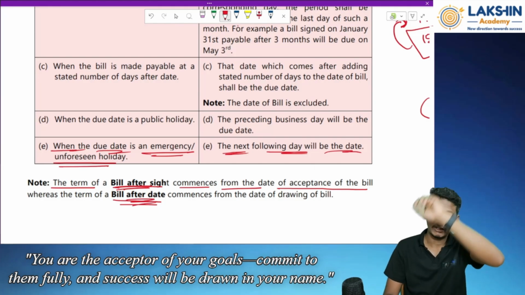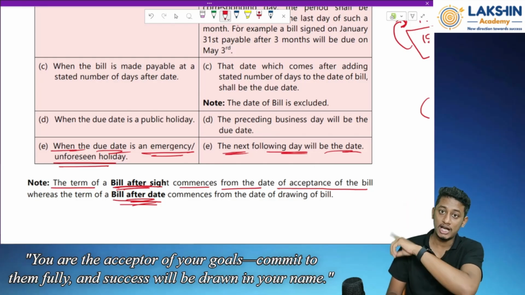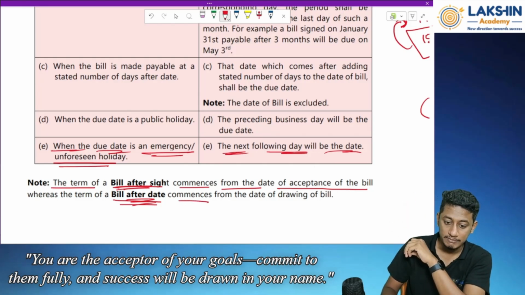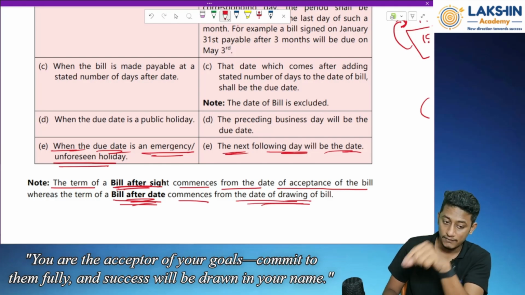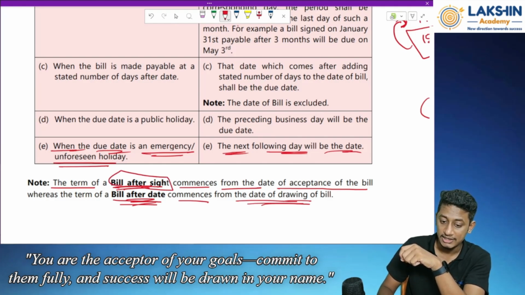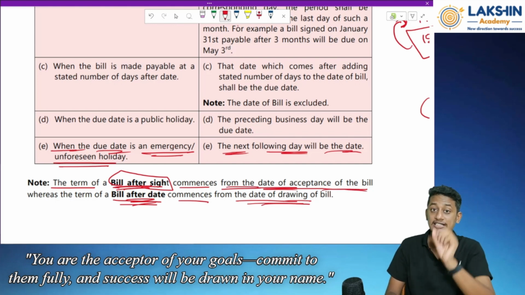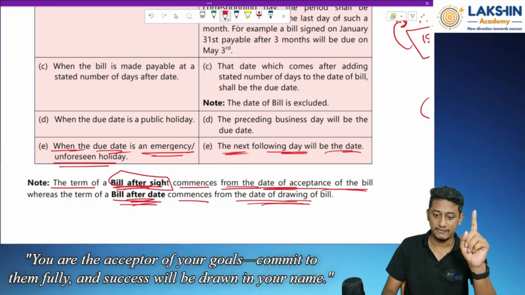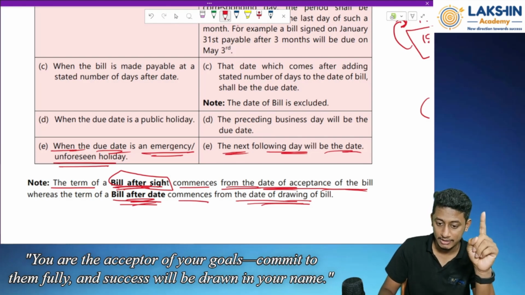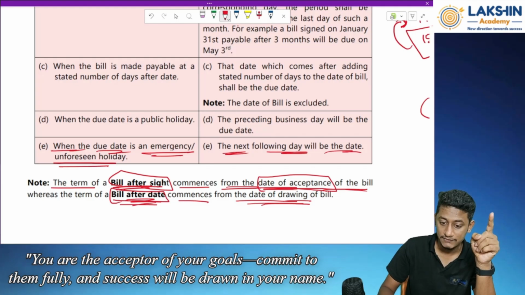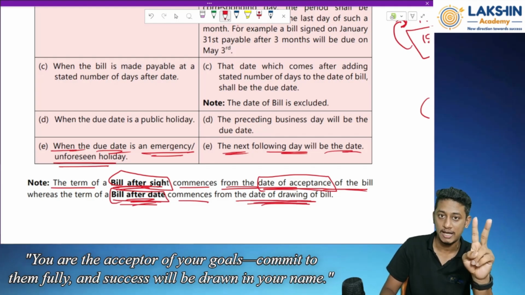Whatever cases we discussed above are all after date cases. These commence from the date of drawing the bill. Whereas in the case of after sight, the term commences from the date of acceptance of the bill. Clear? The bill after sight commences from the date of acceptance, whereas the bill after date commences from the date of drawing the bill. Both can be different.